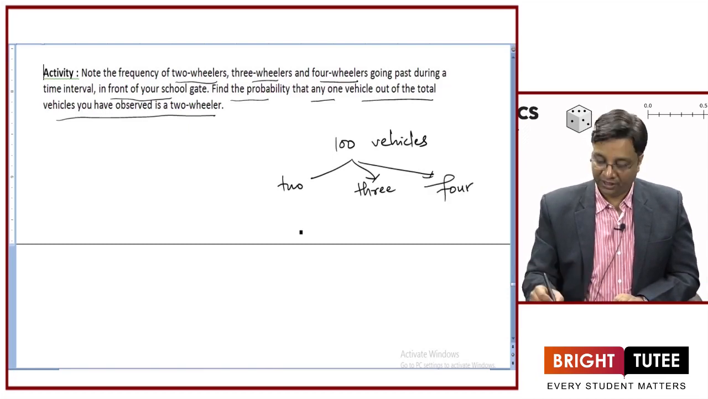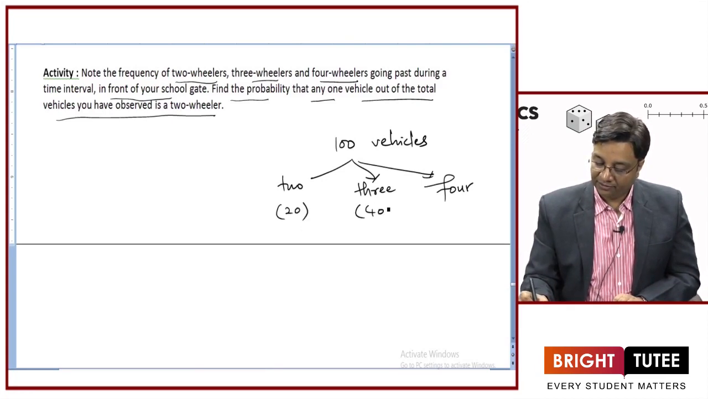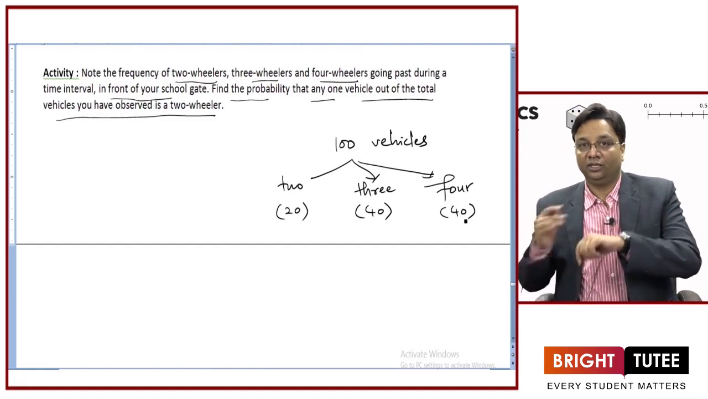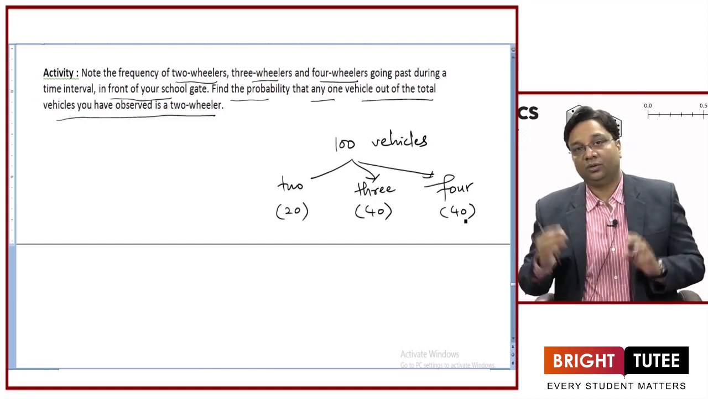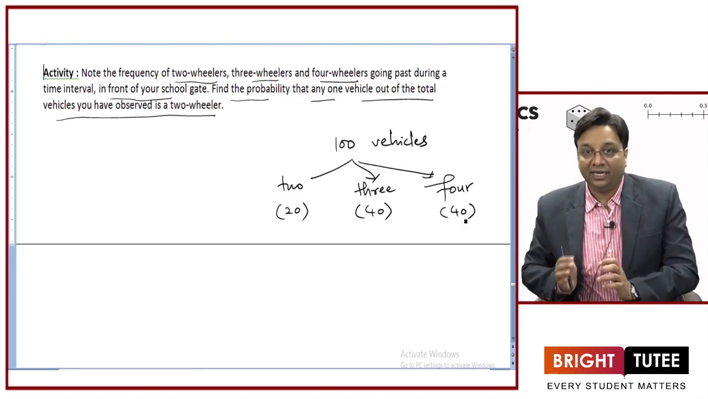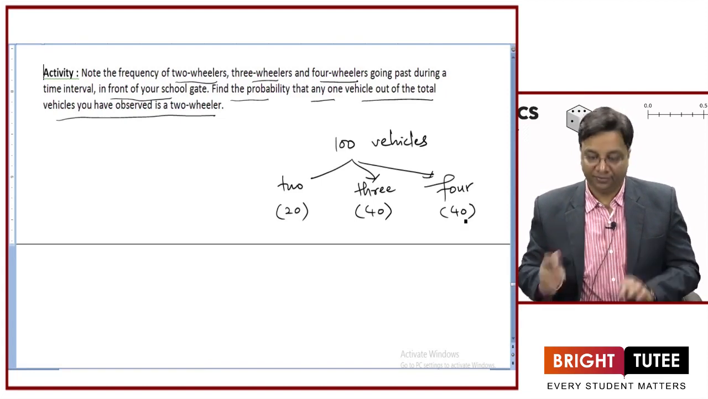Let us take hypothetical numbers: 2-wheelers as 20, 3-wheelers as 40 and 4-wheelers as 40. So, these are the 100 vehicles that you observed during that given time interval of, let us say, 1 p.m. to 2 p.m. in front of your school gate, standing in a safe position, under the guidance of your teachers.